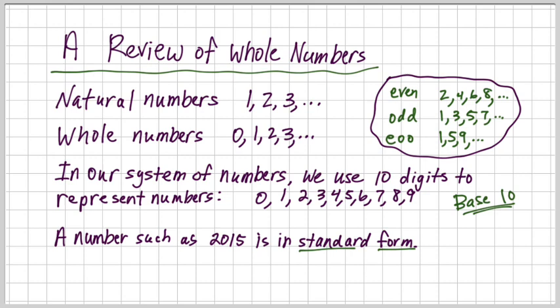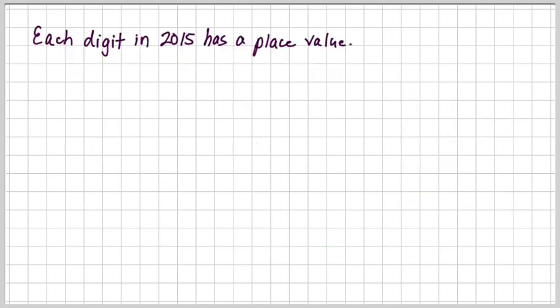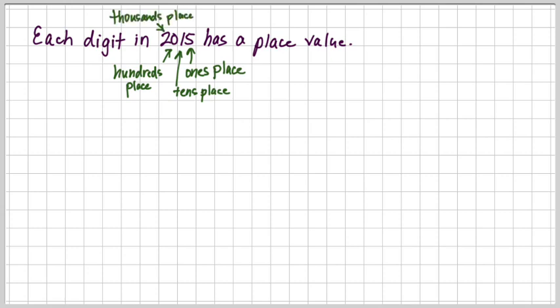So let's look at a number such as 2015, which is in what we call standard form. So each digit in 2015 has a place value. So the 5 is in the ones place, so that 5 represents 5 ones. The 1 is in the tens place, so we have 1 ten. Notice we have 0 hundreds. The 0 is in the hundreds place. And we have 2 thousands because the 2 is in the thousands place. So it's important that you know your place values.